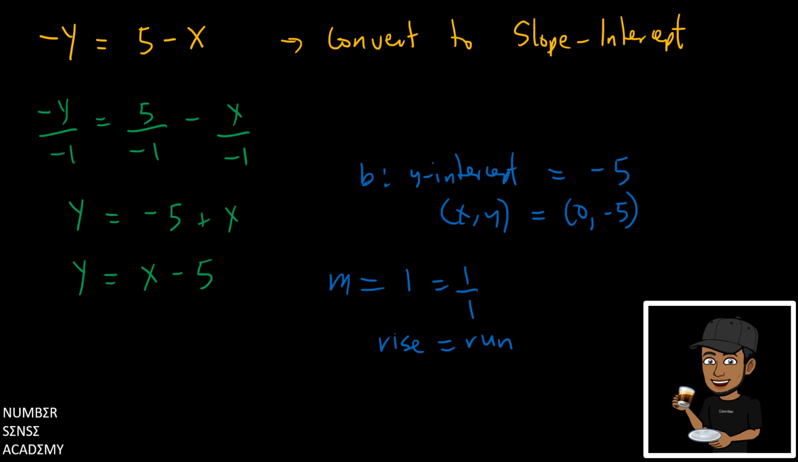If we had another equation to compare it to, like say the previous example, then the previous example has a steeper line than this one, because that's 3 over 2 and this is 1 over 1.